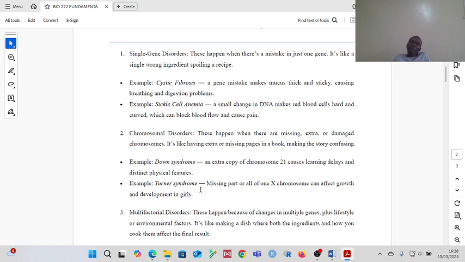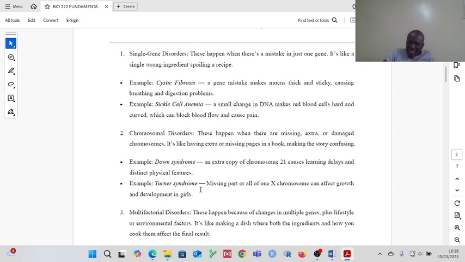Another example of the chromosome disorders is the Turner syndrome. In Turner syndrome, there is a missing part of an X chromosome. So you have just an individual with one X chromosome. It happens largely among girls or people of the female gender. So in the Down syndrome, there is a presence of an extra. In the Turner syndrome, there is a missing, there is an absence.